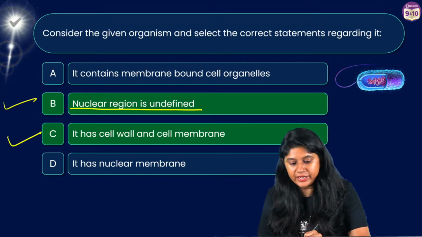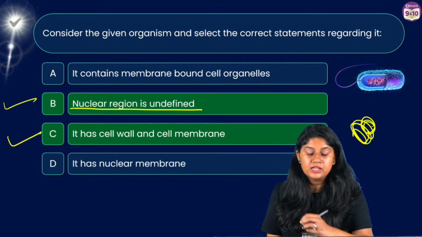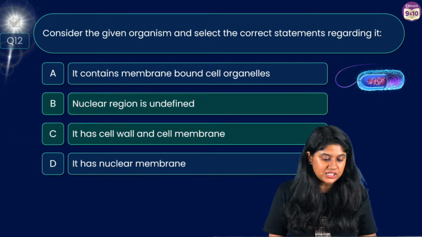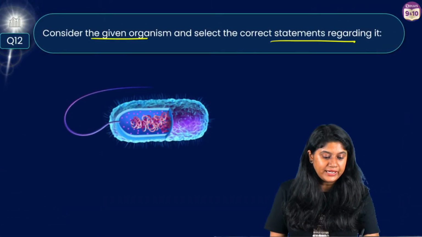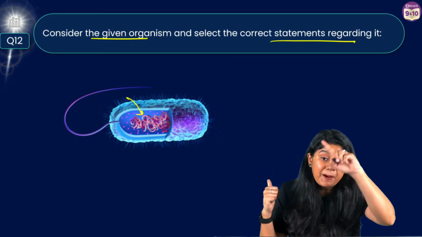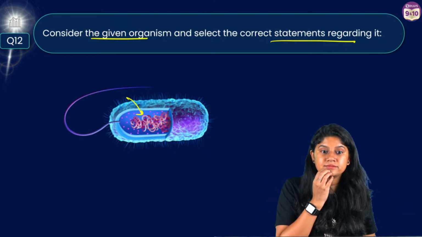Nuclear region is undefined. See, the genetic material is freely present. There is no outer boundary over here. If you go back and see this part, see, yahan pe dekho. Can you see this is a genetic material? Can you see there is a boundary around the genetic material?